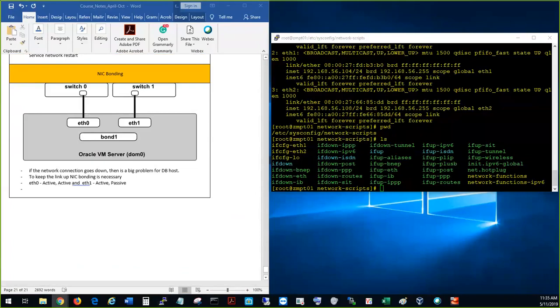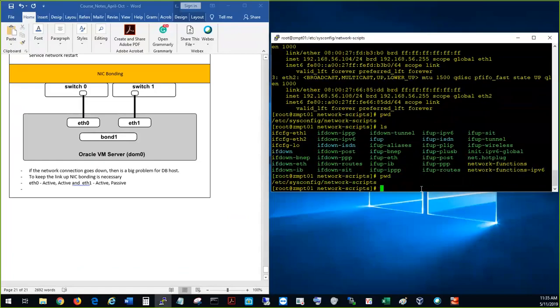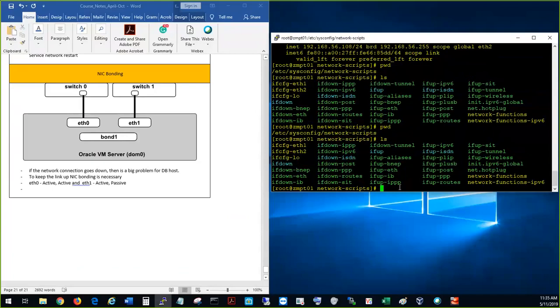Okay, so you have ETH1 and ETH2 and go into this directory here. You have to navigate to /etc/sysconfig/network-scripts and do ls there. And then you should see ETH1 should already be there. But if not, then you have to copy ETH0 and make it ETH1, and then copy ETH0 again and make it ETH2. Okay, let's move on.